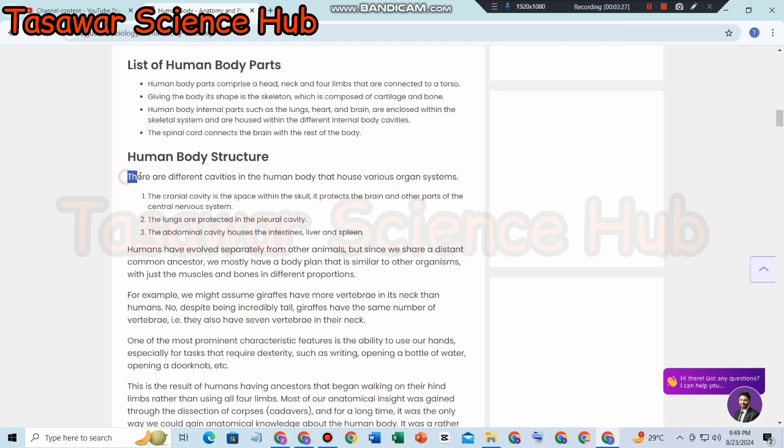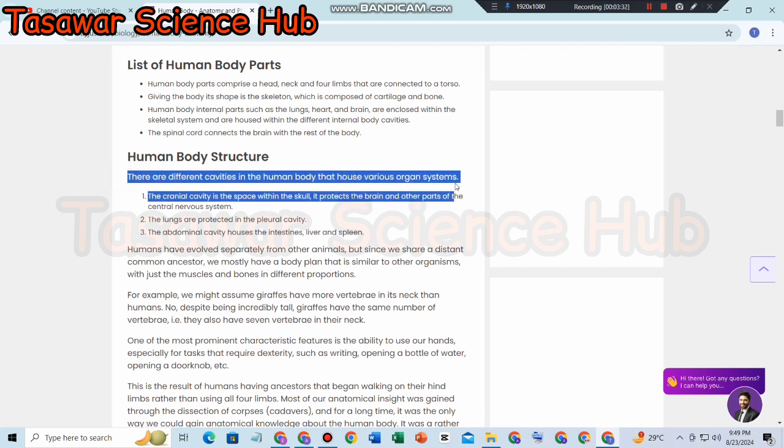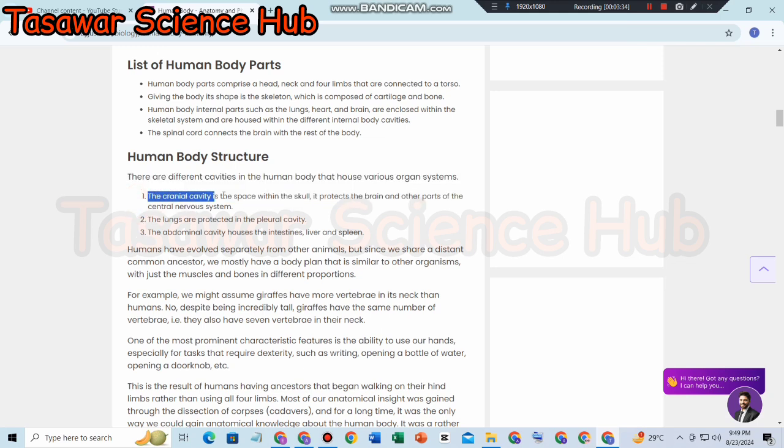Human body structure. There are different cavities in the human body that house various organ systems. Number one is the cranial cavity, which is the space within the skull. It protects the brain and other parts of the central nervous system. Number two, the lungs are protected in the pleural cavity. Number three, the abdominal cavity houses the intestine, liver, and spleen.